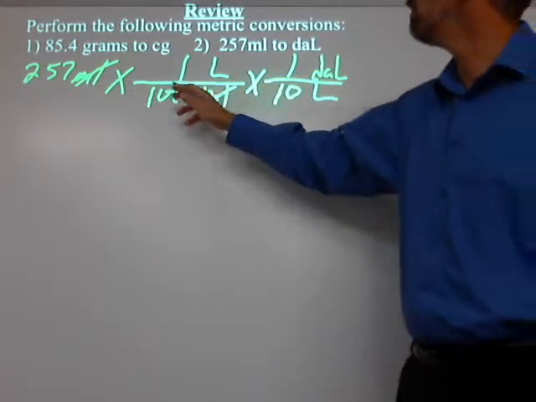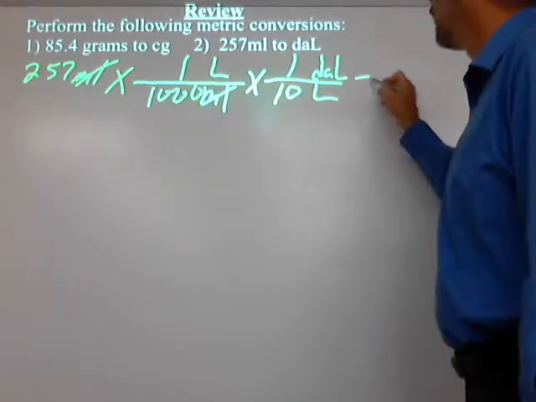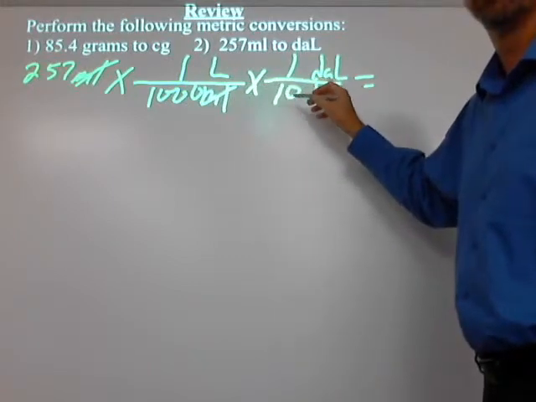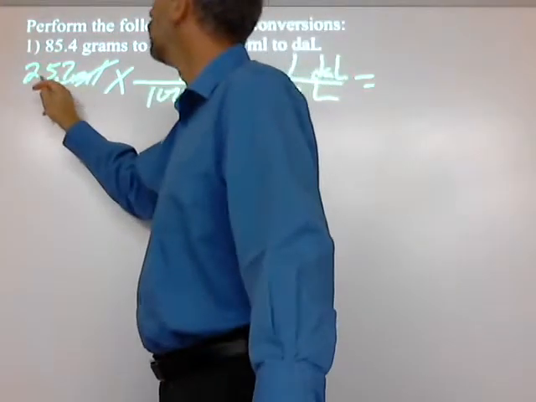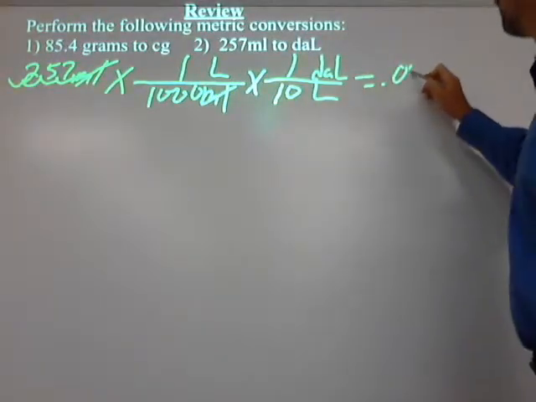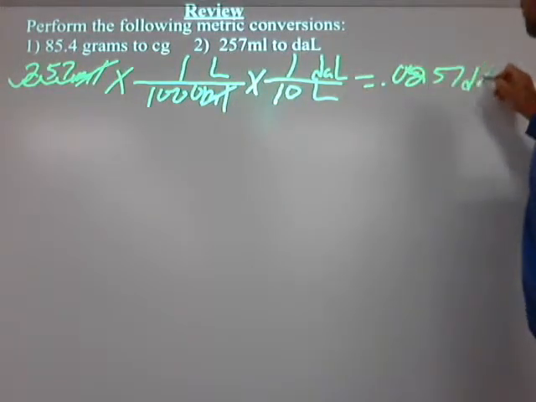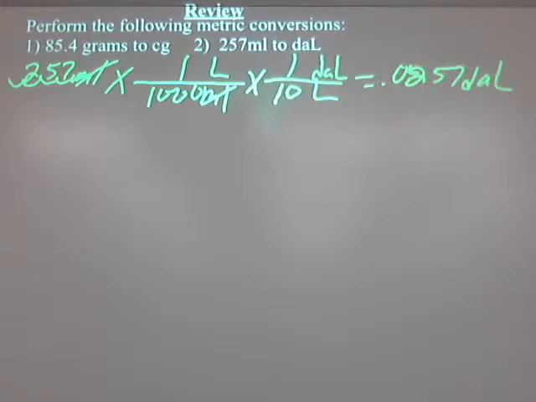All right, now I know how many places to move it. 1, 2, 3, 4 zeros. All of them making him what? Smaller. So 1, 2, 3, 4, 0.0257 decaliters. Got it? Good. All right. Let's do the next one.